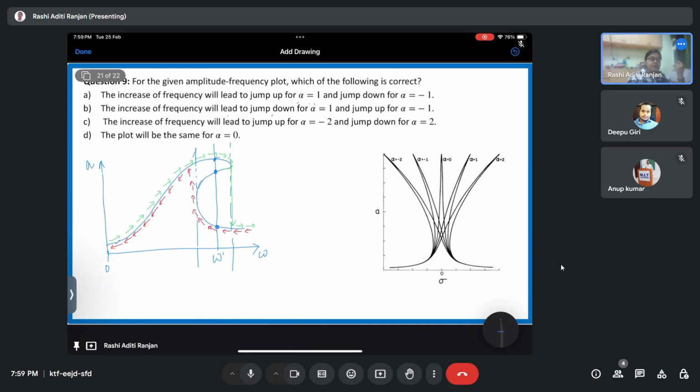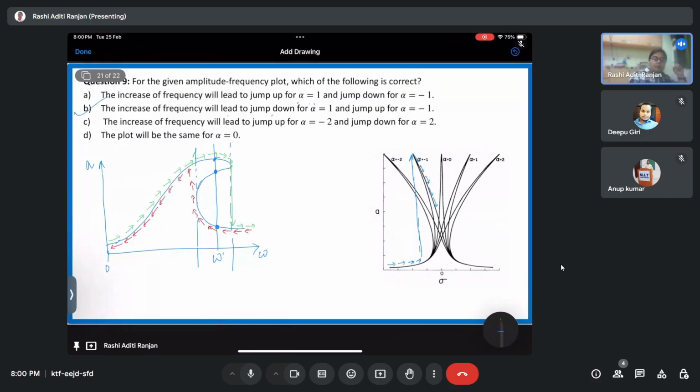It will lead to the jump down, and jump up for alpha equals -1. Yes, definitely, because you see, it is going to follow this path. As soon as it reaches this point, it is going to jump up like this, and then it will start following this path. So a jump up is happening for alpha equals -1. So this option is essentially correct.